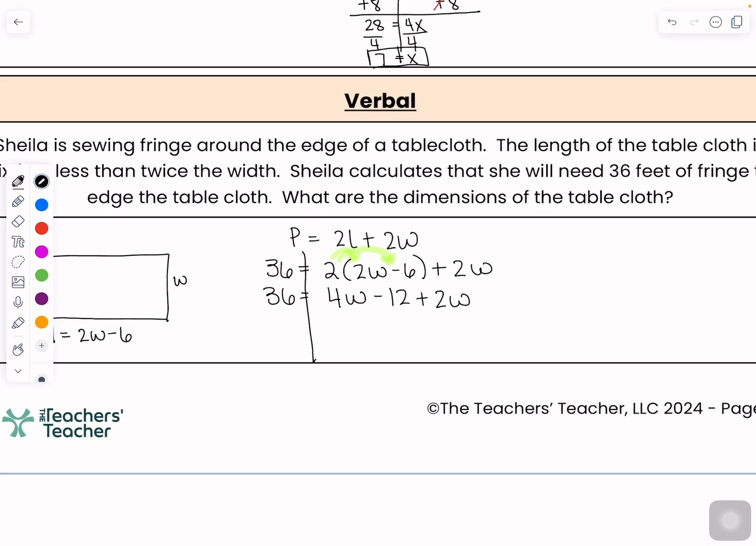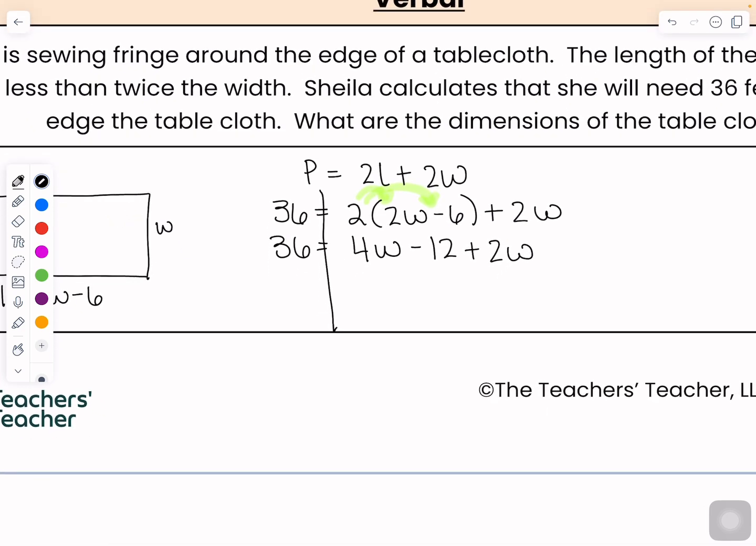On the right-hand side of the equation, it's important that we combine like terms. So we have 36 is equal to 6w minus 12. Let's move our constants together by adding 12 to both sides. And remember, negative 12 and positive 12 cancel each other out by creating a zero pair. We're left with 48 is equal to 6w. So to solve for w, we must divide both sides by 6. Our width is equal to 8.